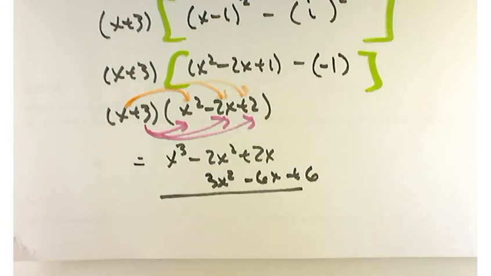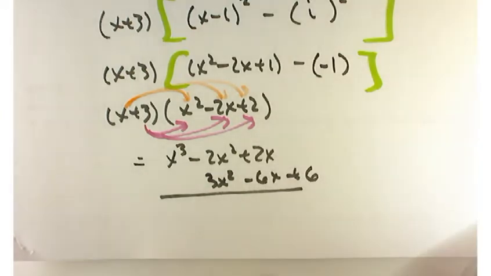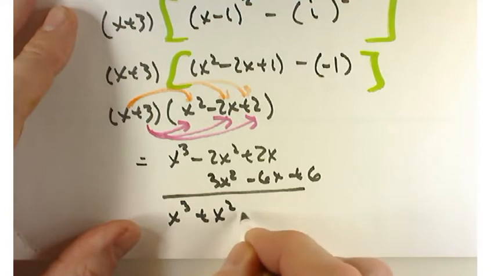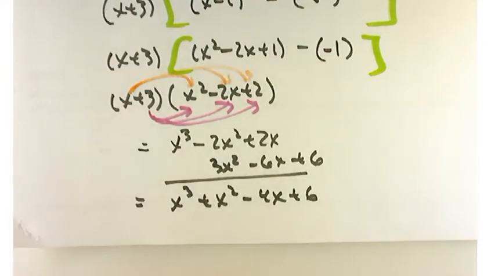If you notice, I wrote it kind of in a staggered manner. Why did I stagger it as I distributed? Yeah, like terms. Perfect. So x cubed plus x squared minus 4x plus 6. Cool. So that's my polynomial, q of x.